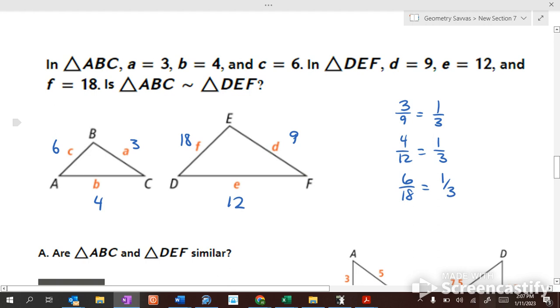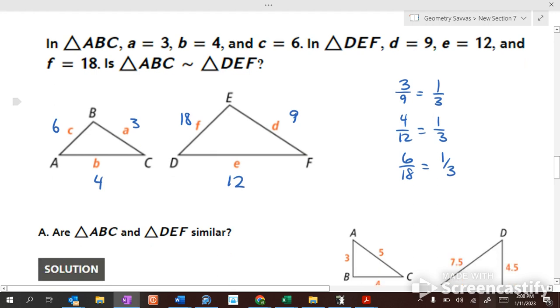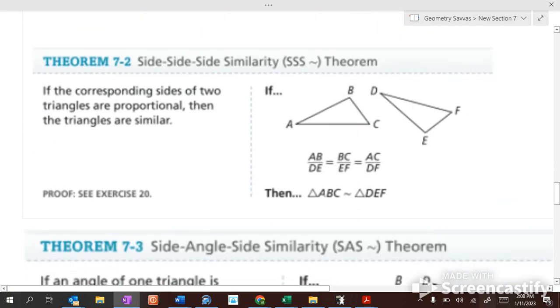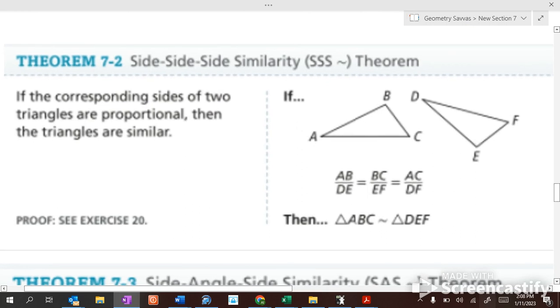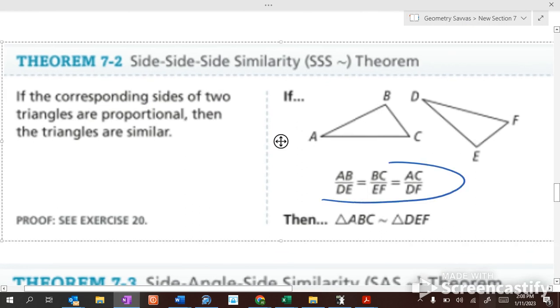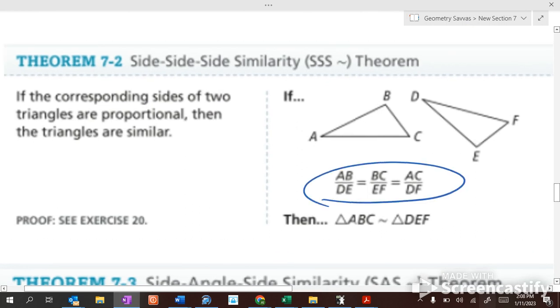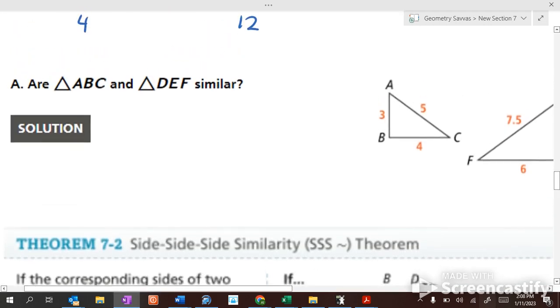Now, the angles have to be congruent, the sides have to be proportional, unless it's a triangle. Because in a triangle, all we need to know is that if all the sides are proportional, then they're going to be similar. So, if you know two angles are congruent, then they're similar. If you know all three sides are proportional, then they're similar. Okay?